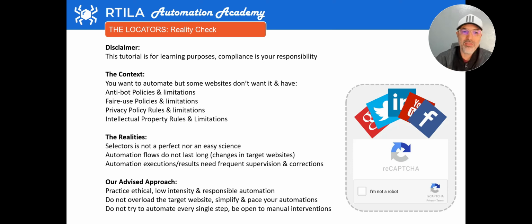Don't go in savage mode, you know. RTILA is really stable, and you can span an automation over the long term instead of taking too many resources in the short term and creating issues. So do responsible automation, go low intensity, and really think as if this was your website, your company website. You don't want one user suddenly taking the resources of 100 or 1,000 users. That's the idea behind the ethical approach to automation.